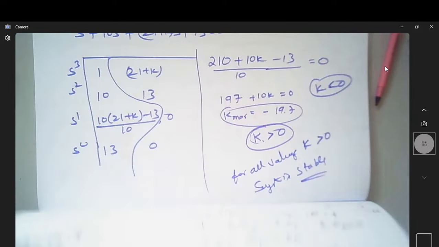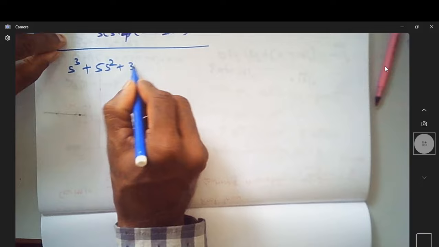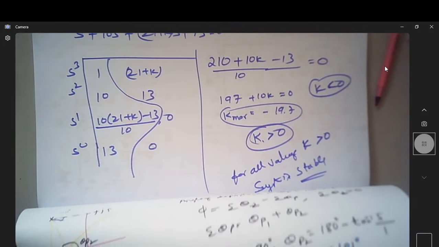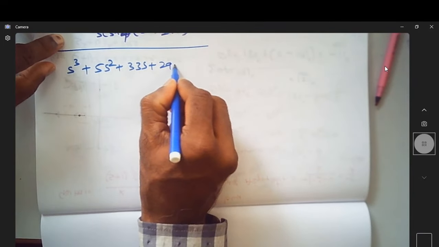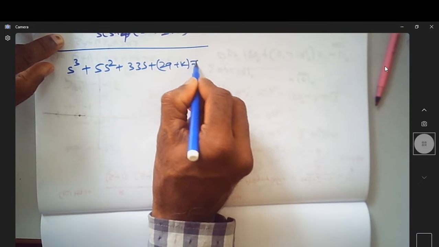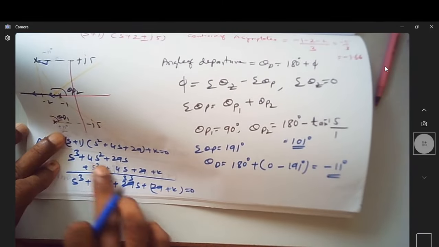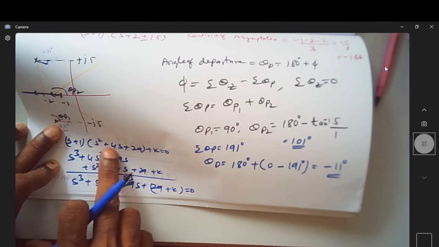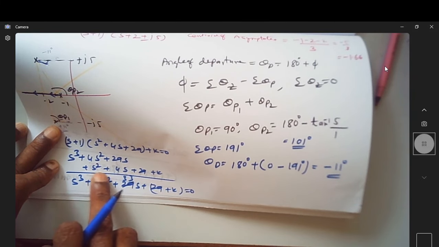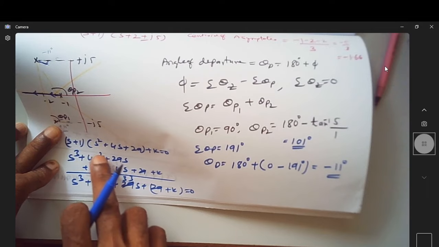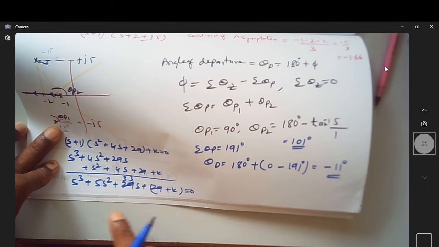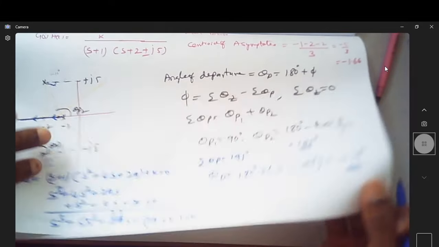So it is s cube plus 5s square plus 33s plus 29 plus k. 29 plus k equal to 0 is my characteristic equation. Let us verify it once. So it is s cube, this is 5, this is 33, this is 29 plus k, fine.